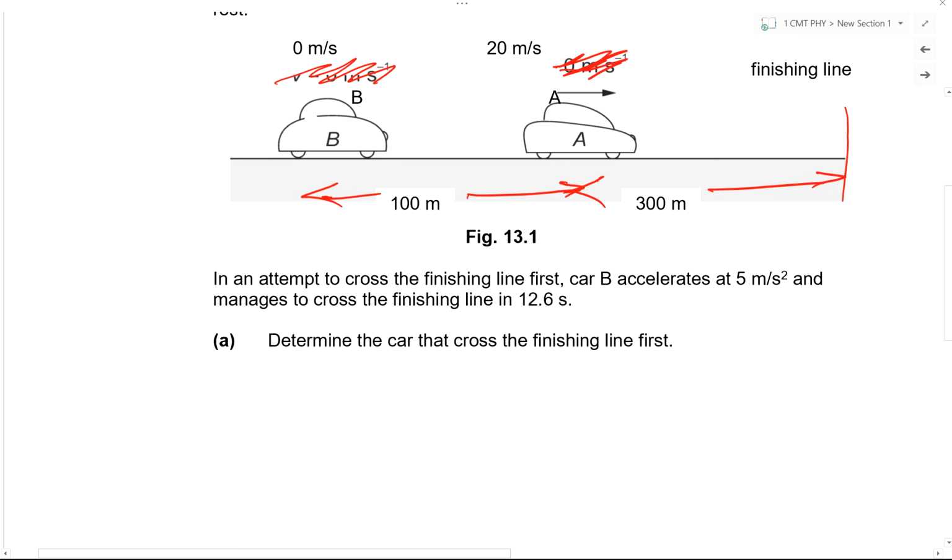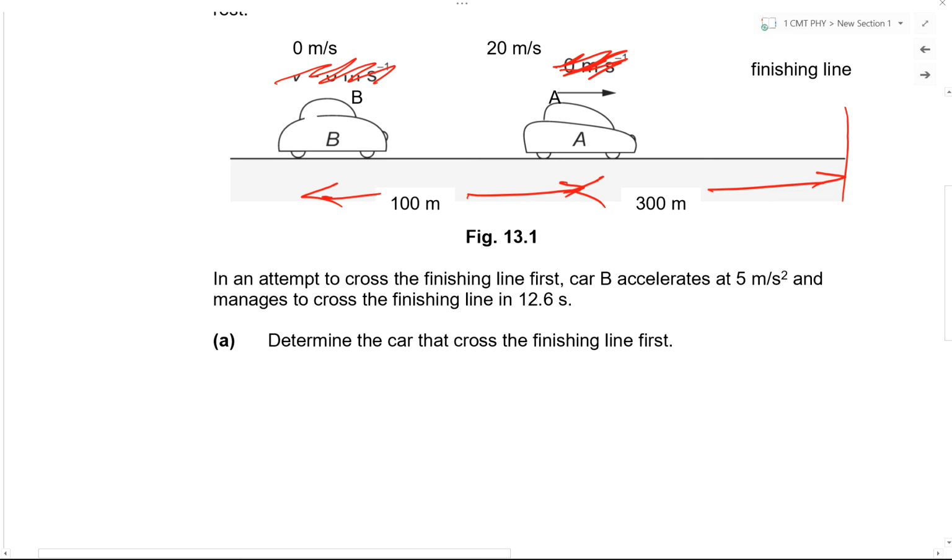Should he stop his acceleration? No. Accelerate some more. Six. At 6 seconds, his speed is now 30 meters per second. As he keeps increasing his speed, at some point in time, he will overtake car A, and he will win. That is if there is enough distance. Okay, so he managed to cross the line in 12.6 seconds. That is for car B. If he took 12.6 seconds to finish everything, did he beat car A?